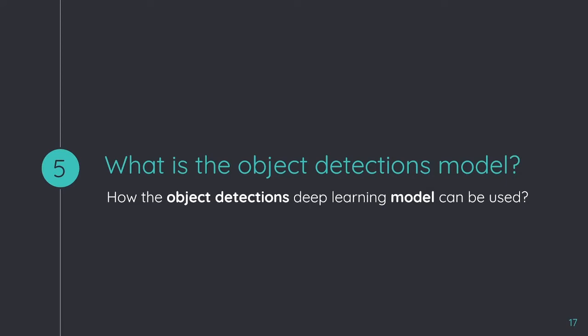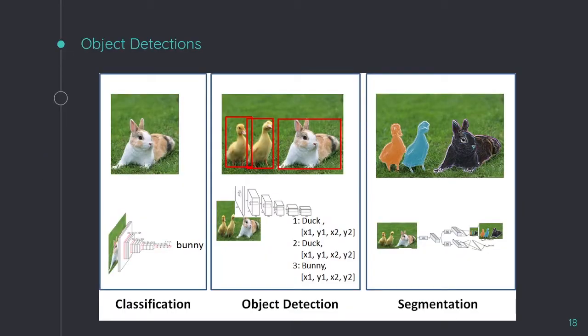So after we learn how the deep learning model works, now we can continue to learn how the object detection models work. And in this section, we will learn how and which models can be used for the object detection task. So before we go further, we need to know the definition of object detection. As you can see in this image, there are three types of tasks that can be done using a deep learning model. The first one is classification.